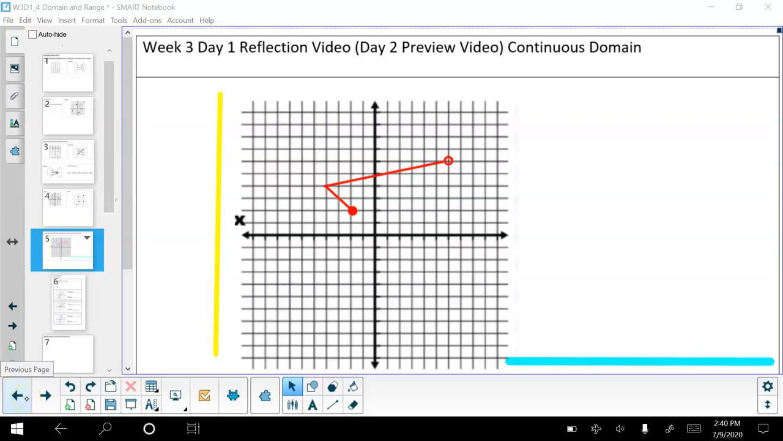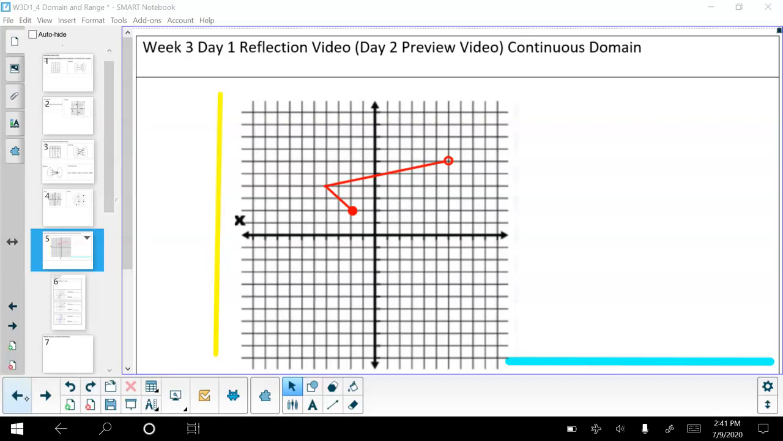Hello, this is our week 3, very first day Monday reflection video, and it's also going to preview what we're going to look at tomorrow in day 2 with continuous domain. Now, we were doing discrete domain and range today, and you'll notice the difference between this graph is that our other graphs just had a bunch of what looked like dots, which are our points, but they weren't connected in any way. There was no line, segment, or curve connecting them.